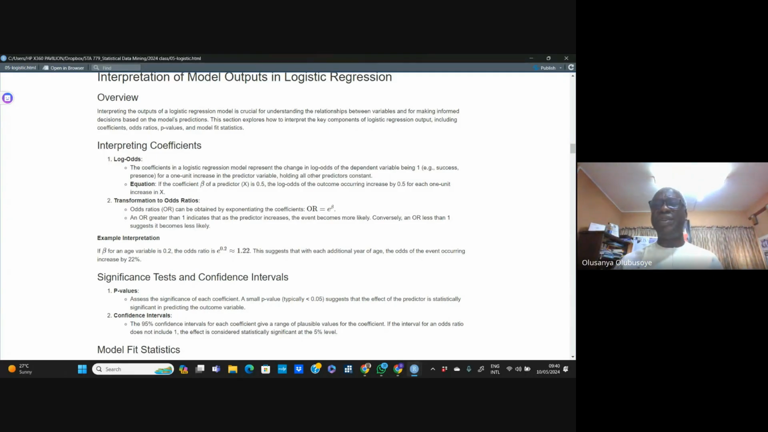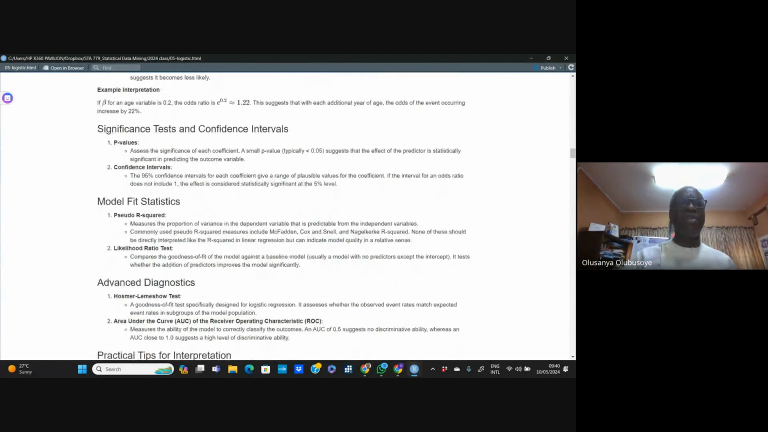The converse will be the case if, for instance, the odds ratio is less than 1, let's say 0.78. Then it will mean the odds of the event occurring will decrease by that percentage. We will see more of this interpretation when we look at an example.